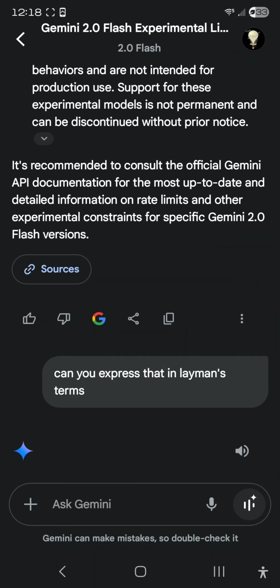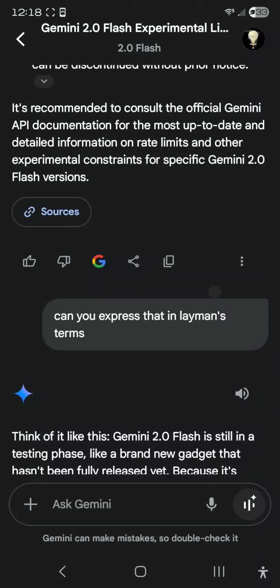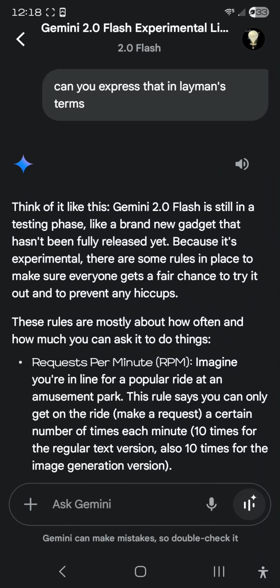And I asked it then, could you express that in layman's terms? This one I'll play for you.